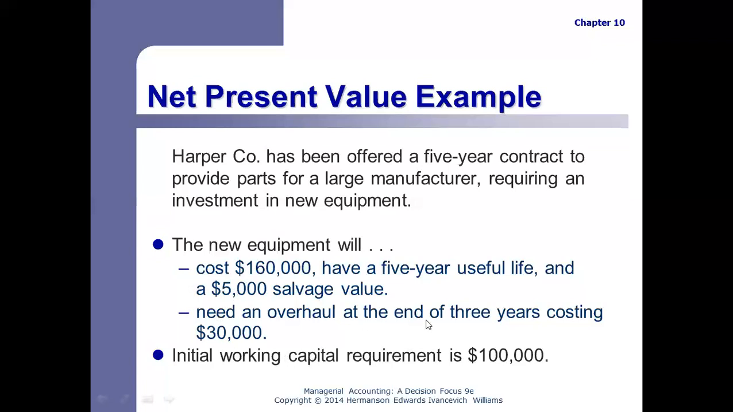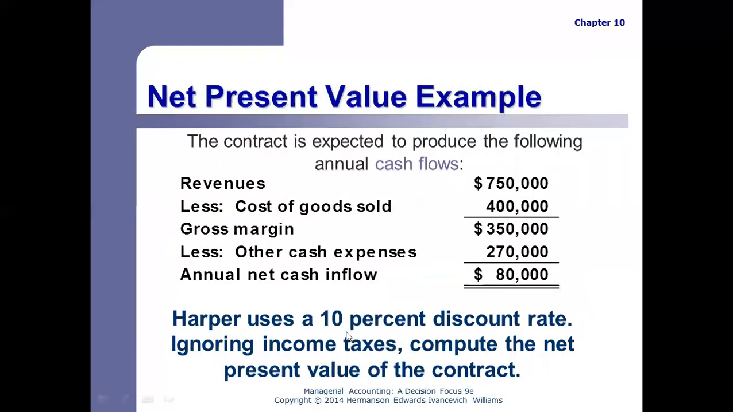Also, in the middle of the life, at the third year, they'll have to overhaul the equipment at a cost of $30,000. So again, that's an outflow, money going out. The initial requirement is $100,000, so we'll talk about that in a second. So anyway, the initial working capital requirement is $100,000.